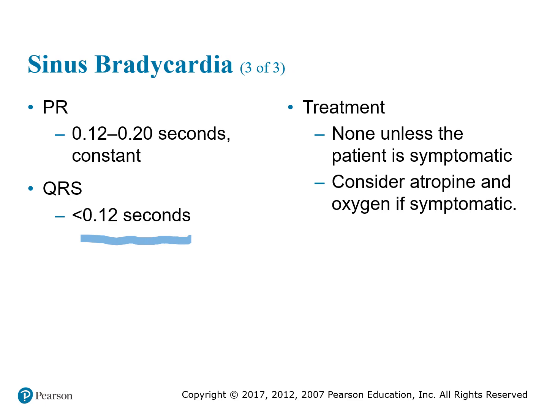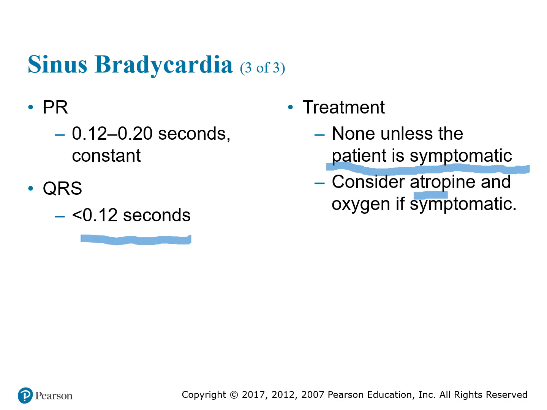Treatment for sinus bradycardia: there is no treatment unless the patient is symptomatic. This is the big one. You can have a slow heart rate and not have symptoms. Everybody's okay. If you have a slow heart rate and start having symptoms, then they're going to start giving you some treatments for it. The number one first-line treatment for a symptomatic bradycardic patient is atropine.